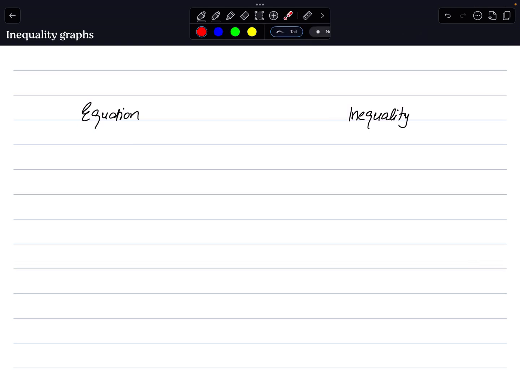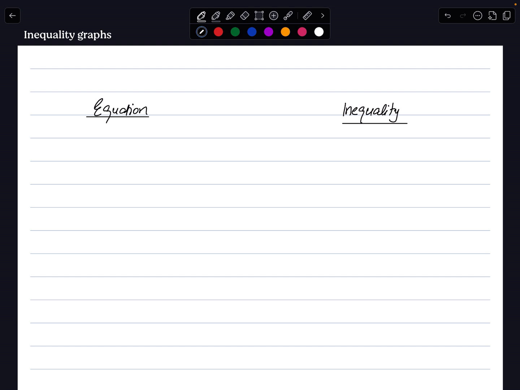Beta, before we jump on to the graphs related to inequalities, I'd like you to understand first what's the difference between an equation and an inequality. I'm sure you have an idea, but for example, let's say you have x plus 5 equals, let's just say 9. And here you have x plus 5 is greater than 9. Looking at them, they look exactly the same.